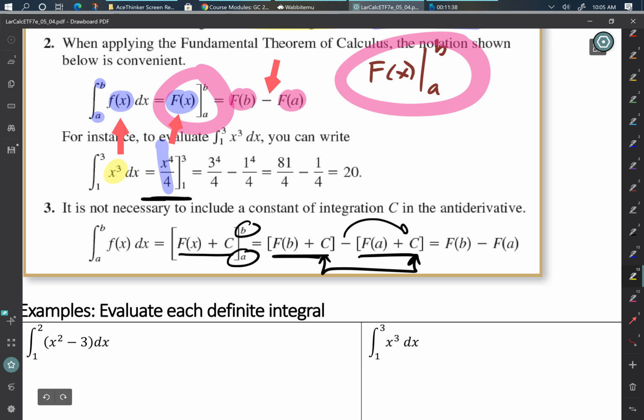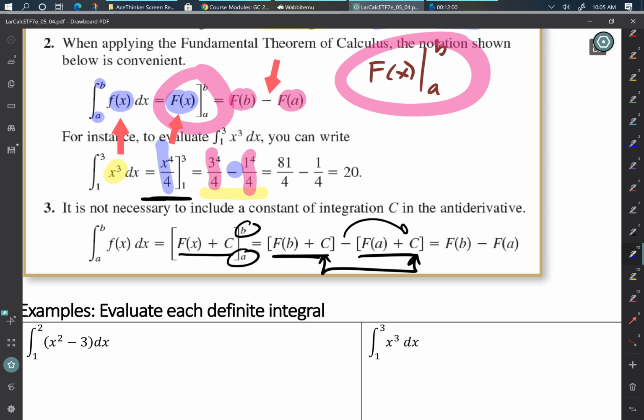Anyway, okay, so then what's this mess? Well, that's the upper limit of integration. That's the lower limit of integration. And so we evaluate the function at the upper limit of integration. We evaluate the function at the lower limit of integration. And then we subtract to find the difference.